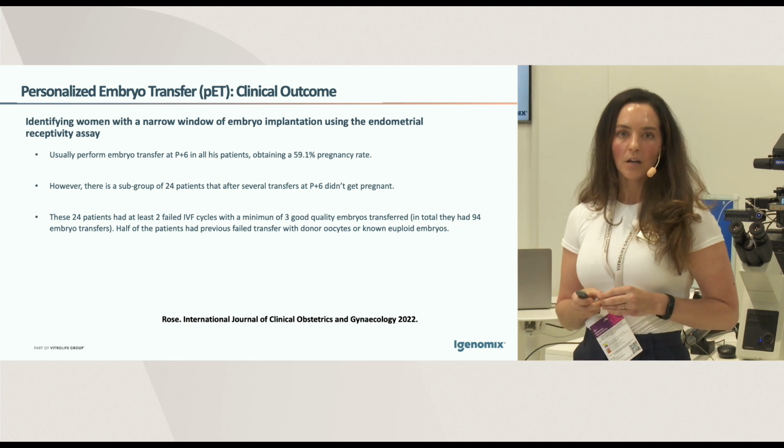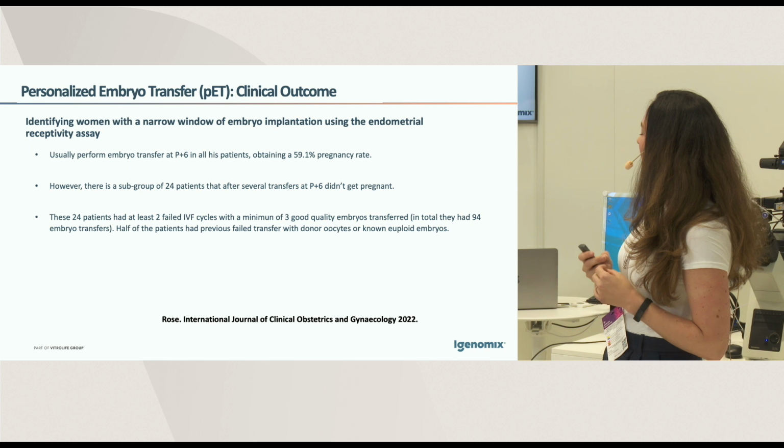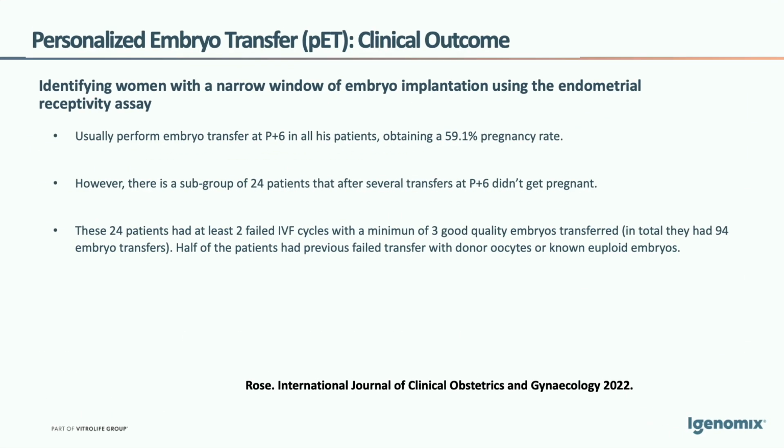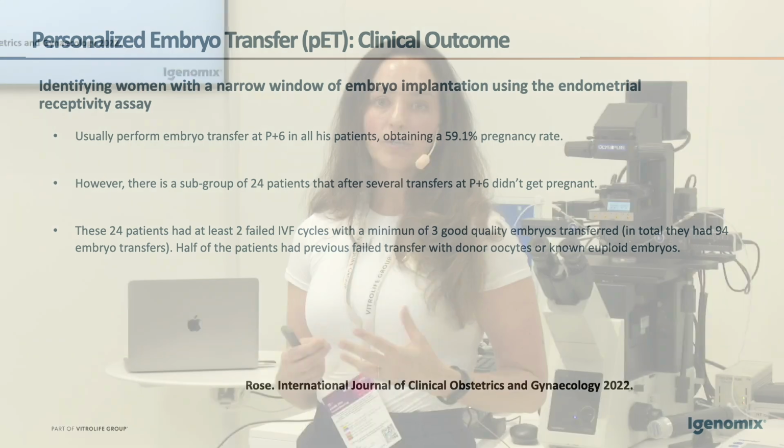In another recent study by Rose in 2022, entitled Identifying Women with a Narrow Window of Embryo Implantation Using the Endometrial Receptivity Assay, he indicated that normally transfers would be performed at P+6 in all patients, in which he obtained a 59.1% pregnancy rate. However, he came across a subgroup of 24 patients that after several transfers at P+6 did not get pregnant. These 24 patients had at least 2 failed IVF cycles with a minimum of 3 good quality embryos transferred. In total, 94 embryos were transferred without implantation.